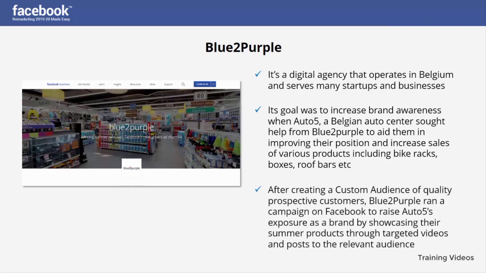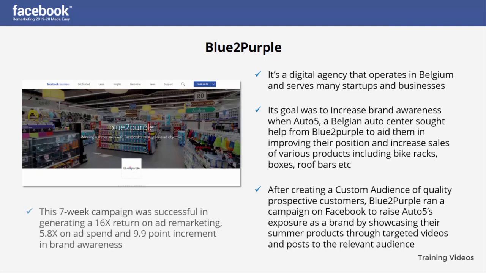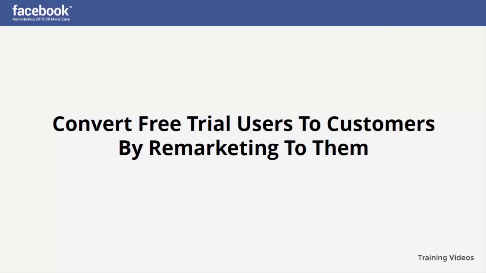After creating a custom audience of quality prospective customers, Blue to Purple ran a campaign on Facebook to raise Auto5's exposure as a brand by showcasing their summer products through targeted videos and posts to the relevant audience. This 7-week campaign was successful in generating a 16x return on ad remarketing, a 5.8x on ad spend, and a 9.9-point increment in brand awareness. Allow users to become customers by remarketing to them.